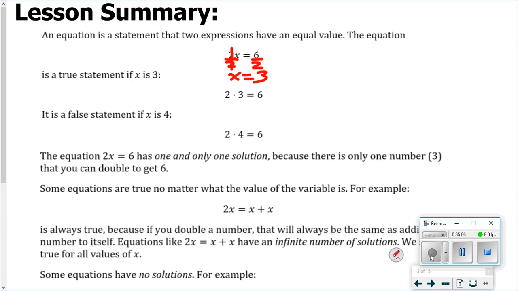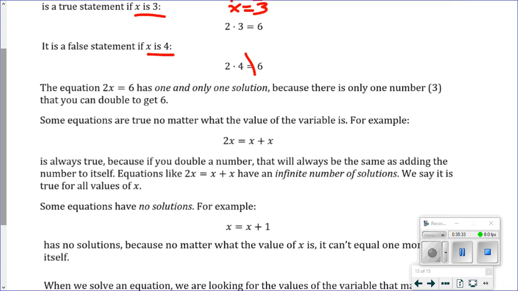All right, so in fact, we're able to further prove that statement of x equals 3, not by just substituting in, but using our inverse operations. Then it goes on to say it is a false statement if x is 4. If you try to input 4 for x, 2 times 4 will never equal 6. 2 times 4 is obviously 8, which is non-equivalent.